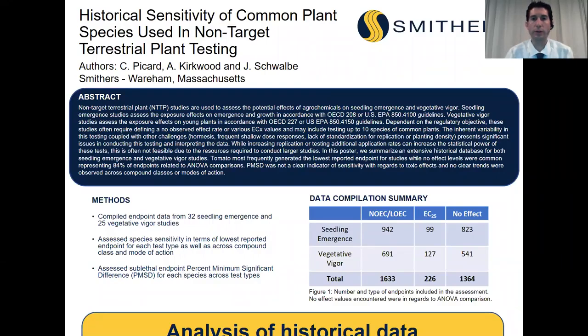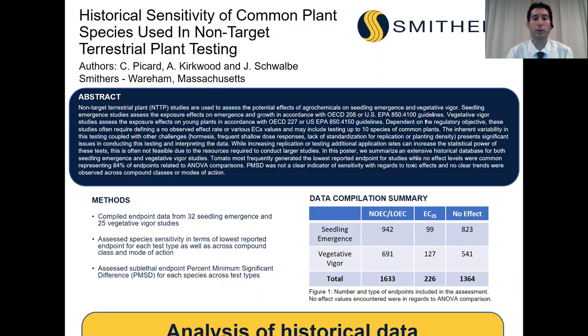There also are other challenges such as the frequency of shallow dose responses, hormesis, and lack of standardization in the test methods. So in this poster, we wanted to look at our historical database and see if there were one or more species that were driving sensitivity in these tests, and could we use that information to design more intelligent tests moving forward. So we compiled endpoint data on 32 seedling emergence and 25 vegetative vigor studies.